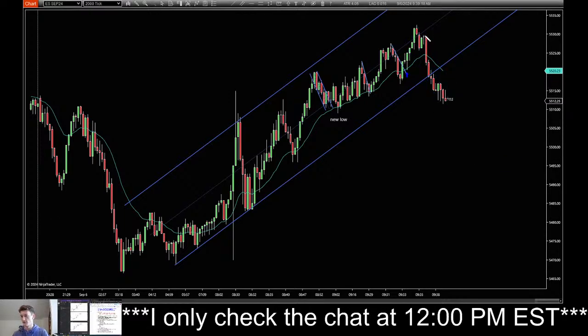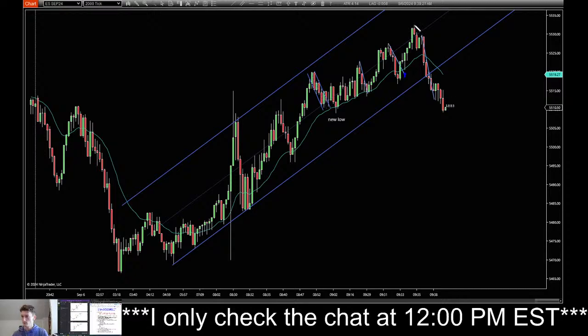All right, Thomas has this drawn tighter, although I have a feeling it's going to end up being wider.